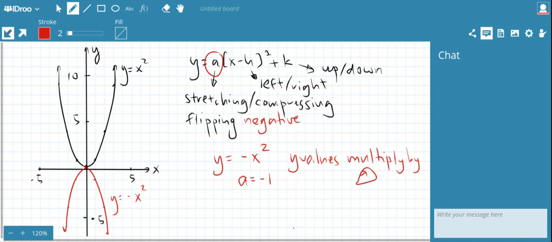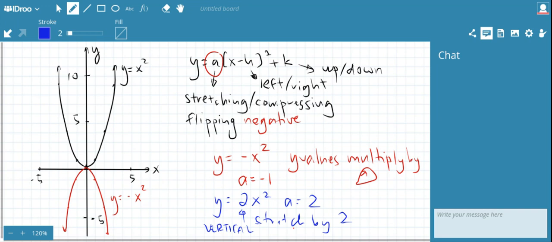So then let's say I wanted to do something like y equals 2x squared. In this case, a is equal to 2, and this is going to be a vertical stretch by 2. The vertical part is really important because sometimes when you think of a stretch, you think, oh, it should get fatter, but actually I'm pulling it upwards. If you think about pulling it from the ends, then it's going to get closer together because it's getting tighter.